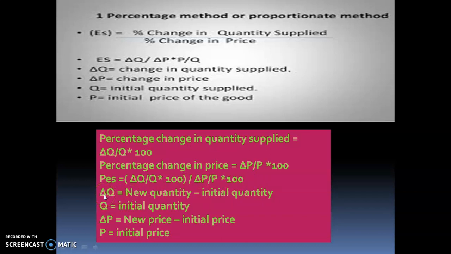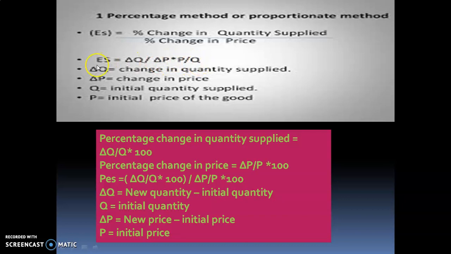Here delta Q means change in quantity, that is new quantity minus old quantity, and Q is the initial or old quantity. Then delta P is equal to new price minus initial price, that is changed price minus old price, and P indicates the initial or old price. Thus price elasticity of supply is equal to delta Q by delta P into P by Q.